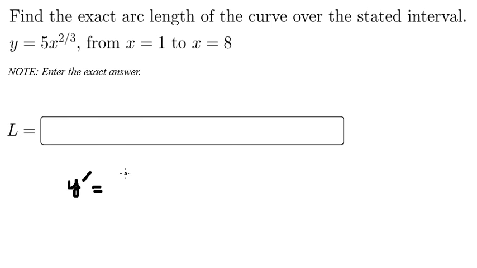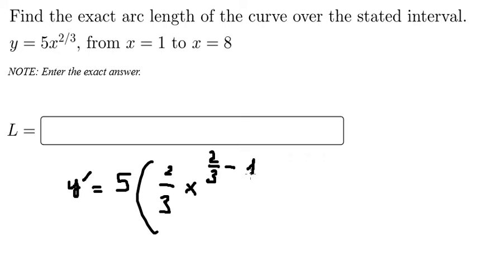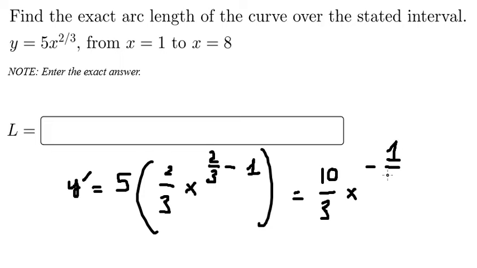The first thing we need to find is the derivative of y. So this one we have like this. So we have 10 over 3, and we have s to the power of negative 1 over 3.